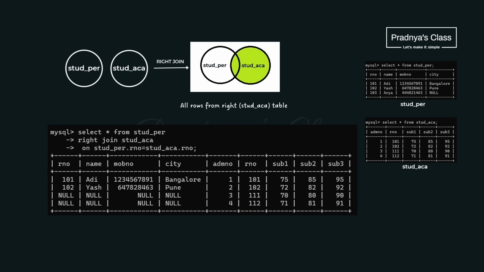Let's consider again the same example. Here all the rows from the right table will get considered, only the matching from the left one. And if there is no data for the matching record, null will get considered. So look at the query and look at the output. There are total 4 records in the right table, that's why 4 entries we could see. And if you don't have the data for the matching records, null will get displayed.